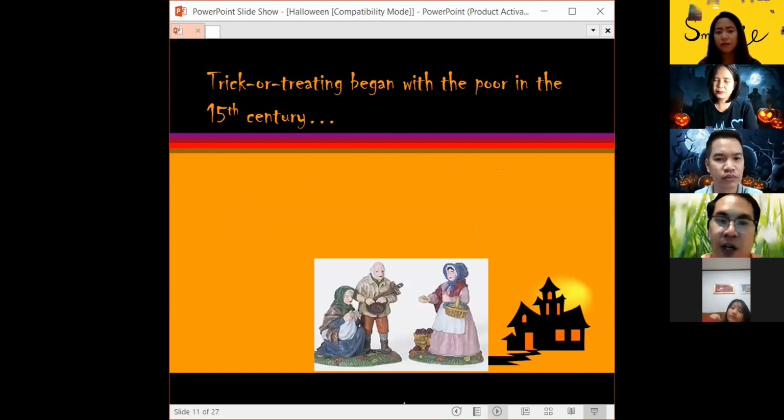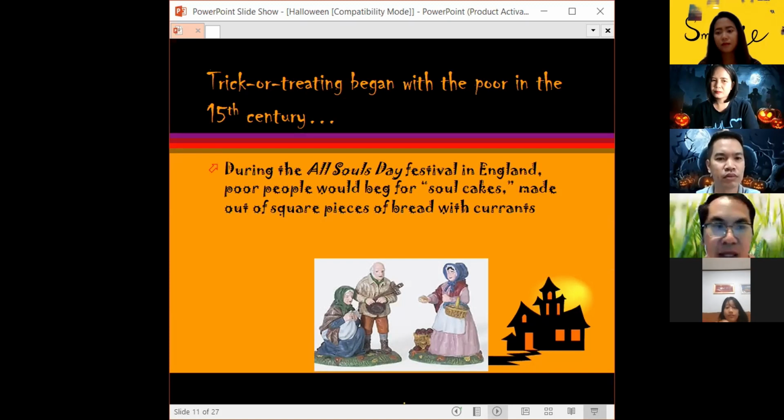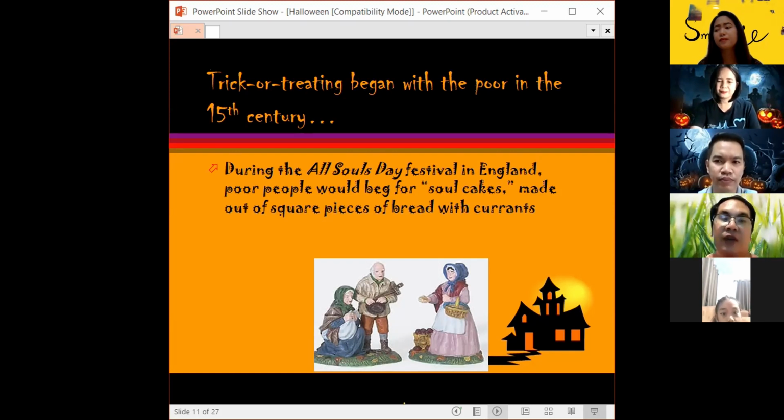All right. Trick or treat began with the poor in the 15th century. Okay, it began in the 15th century. How was it celebrated? During the All Souls Day festival in England, poor people would beg for soul cakes. Soul cakes are a square piece of bread with currants. All right, so they would ask for food. They would wear costumes or just knock on the door, and then the people would give them something to eat.